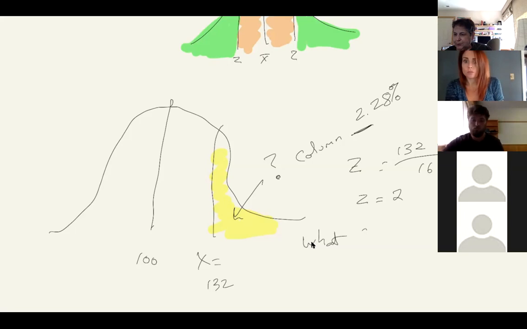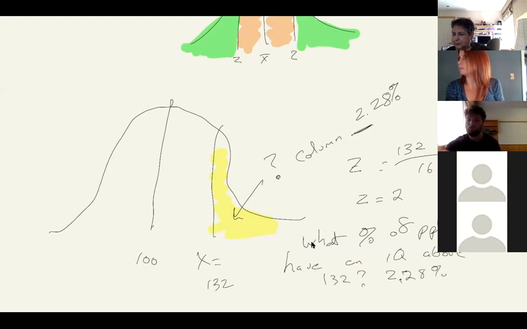What percentage of people have an IQ above 132? 2.28%, which sounds about right. Okay, the questions are going to get more complex.